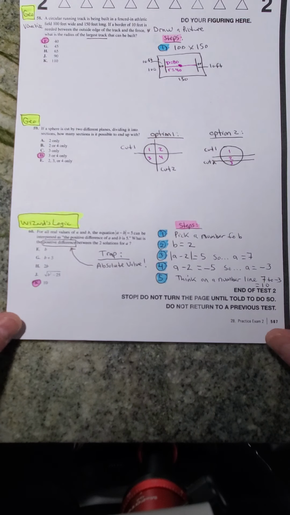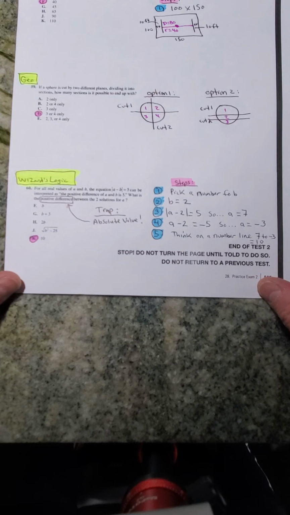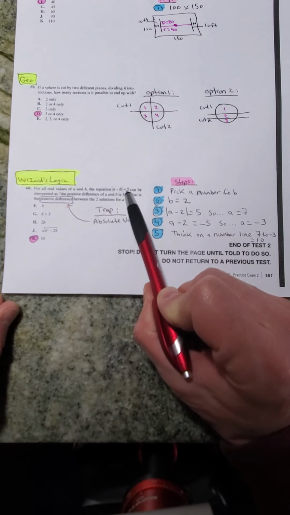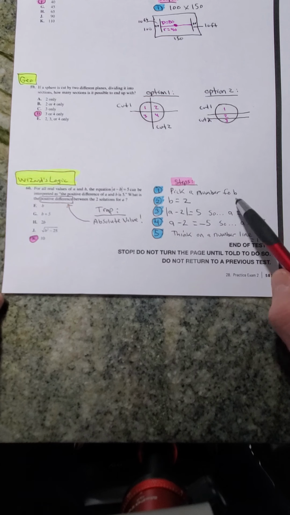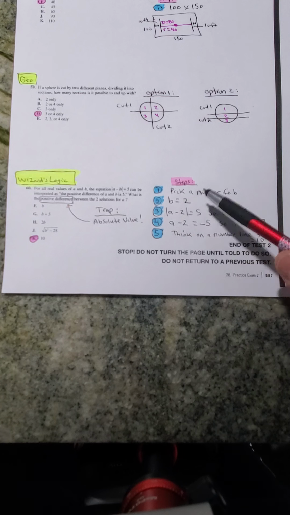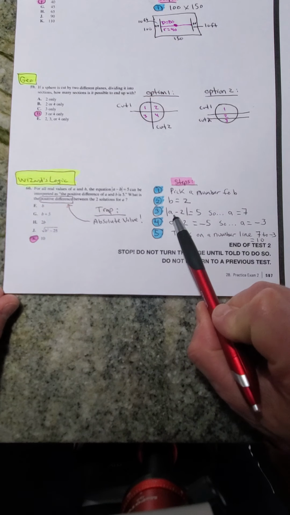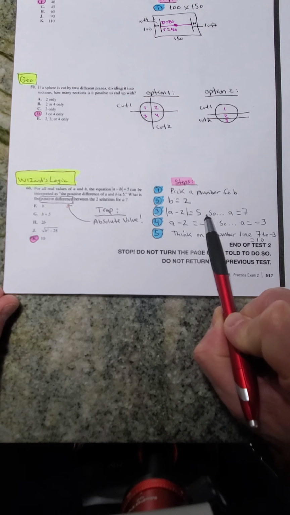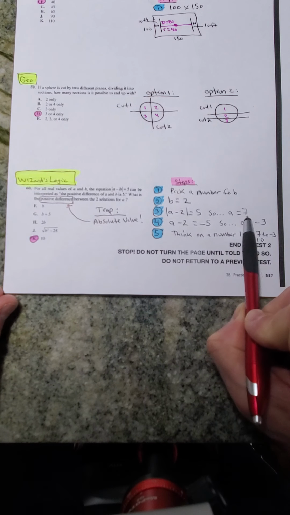On to problem 60. Let's go ahead and take a look at this one, kids. All right, here what we want to do is we have our absolute value of A minus B equals 5. I went ahead and started off by just choosing a number for B. I chose 2, B equals 2. Then what I did is I came over here and said A minus 2 equals 5. So that means that A is going to equal 7.